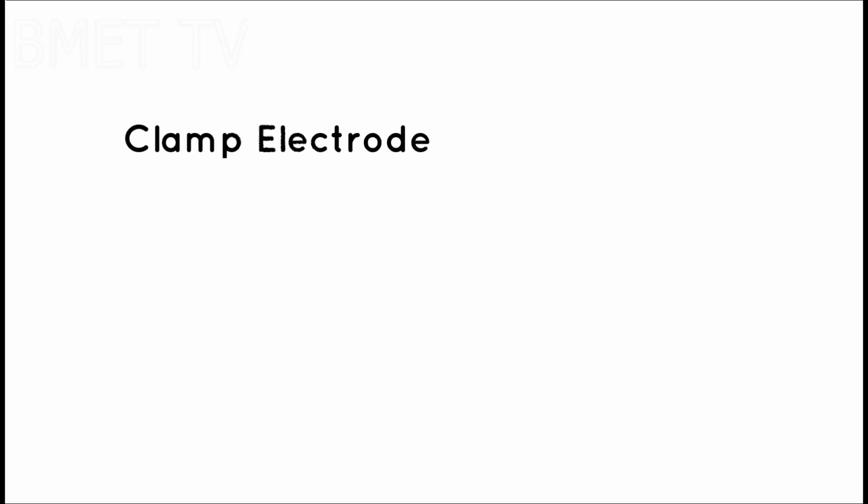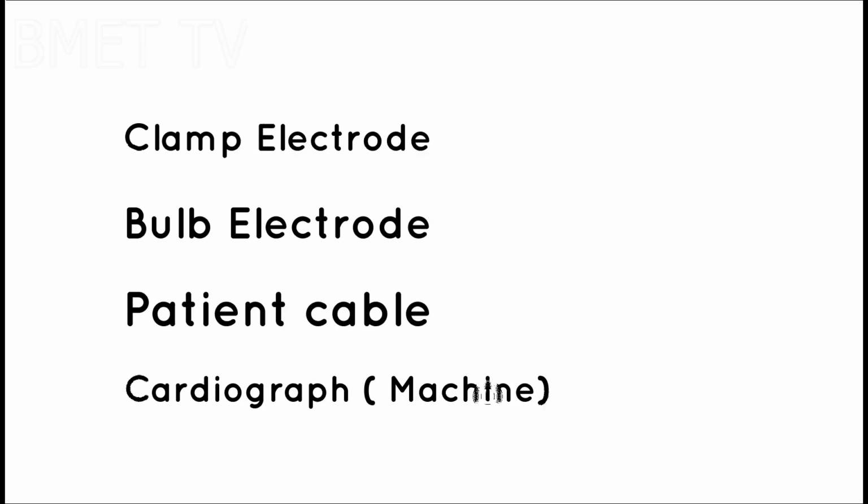Components of an ECG machine. The four major components of an ECG machine are the clamp electrode, bulb electrode, patient cable, and the machine. Let's look into bulb electrodes.